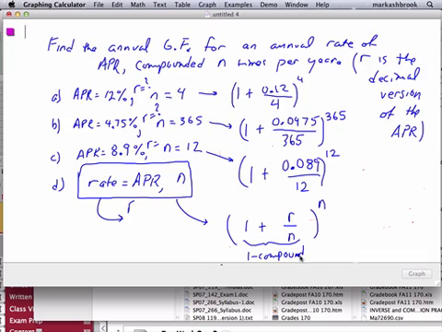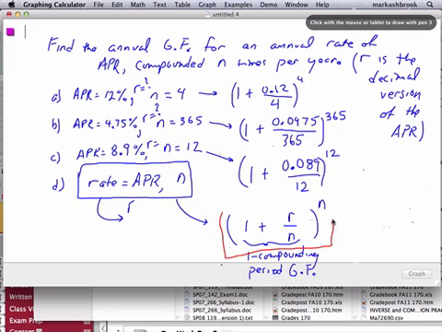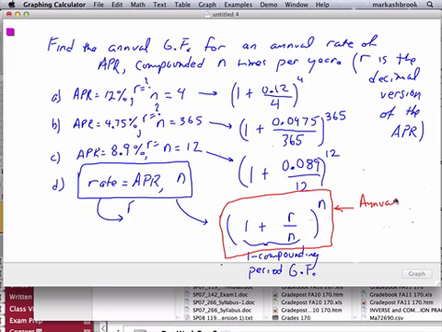So this number inside the parentheses is the one compounding period growth factor. What's the whole thing? I'm going to put a red box around it. The whole thing that I'm putting a red box around is the annual growth factor.